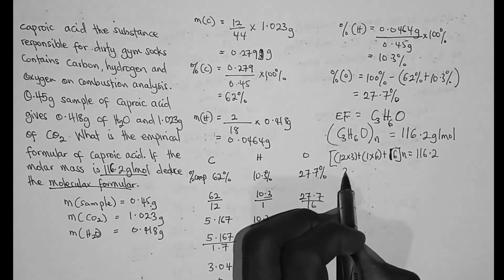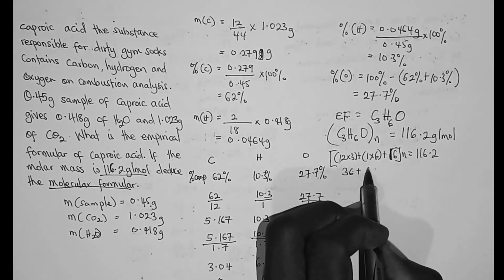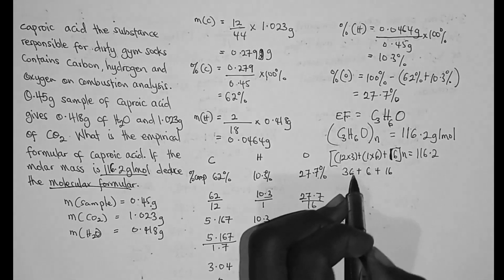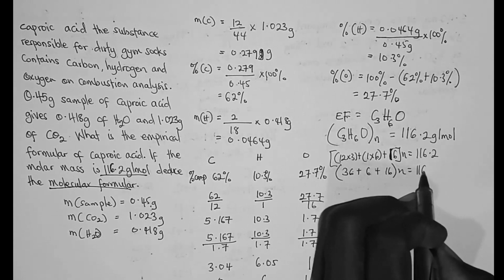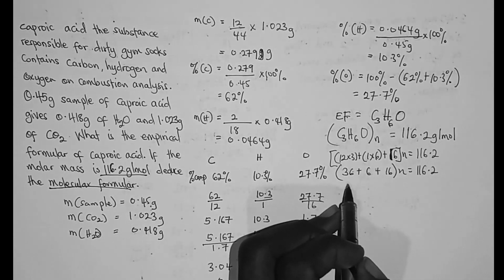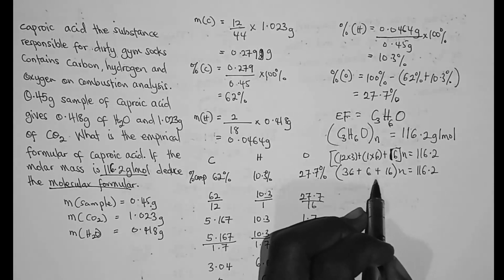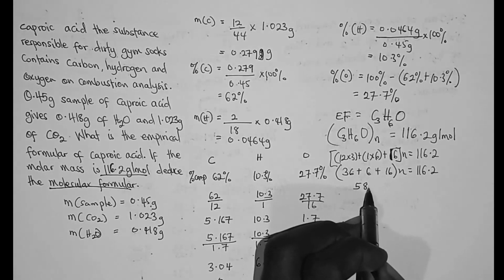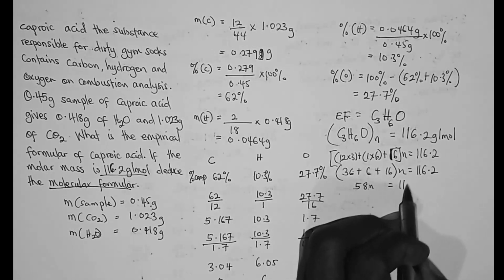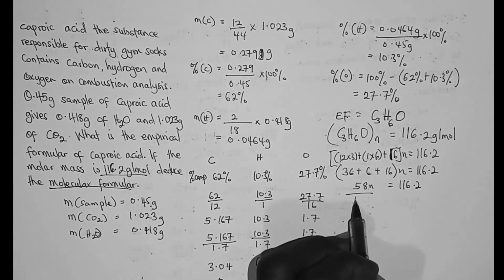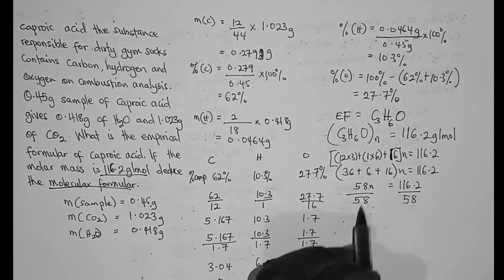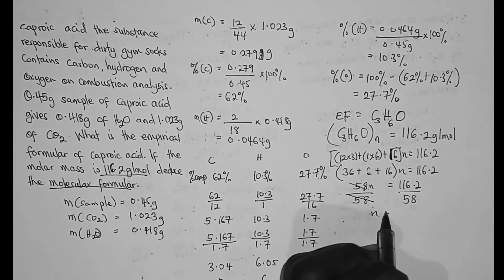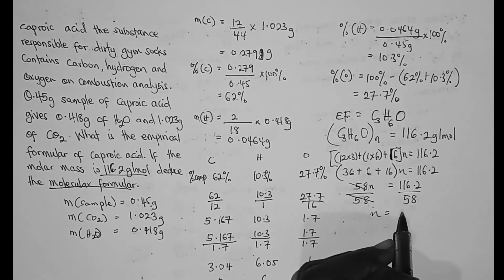So 12 times 3 is 36, plus 1 times 6 is 6, plus 16. All of this times n is equal to 116.2. If you sum 36 plus 6 plus 16, that is 58, so 58n equals 116.2. So you divide through by 58 and divide here too by 58. So this one and this one will cancel. So n is equal to 116.2 divided by 58, which is equal to 2.